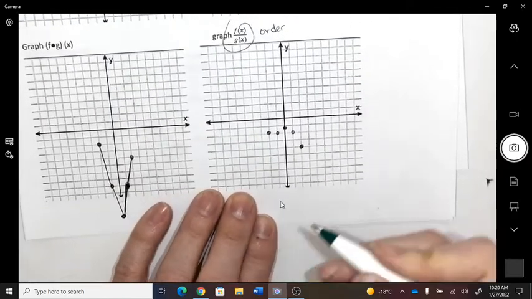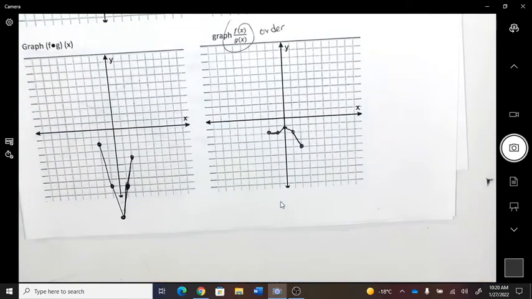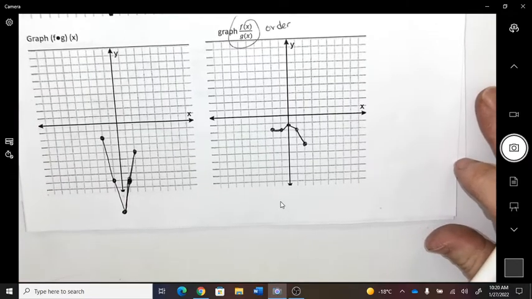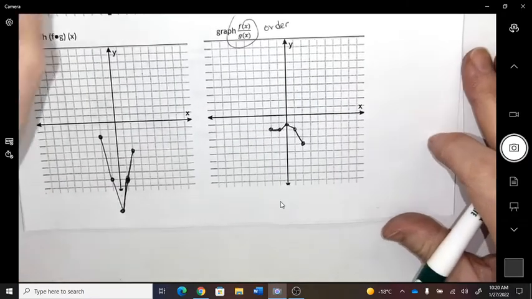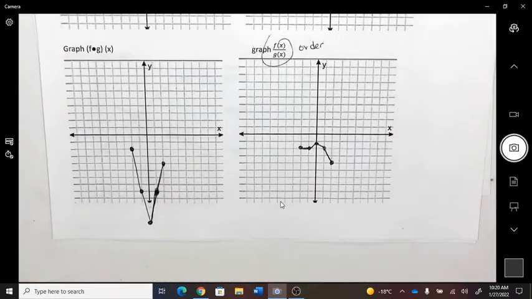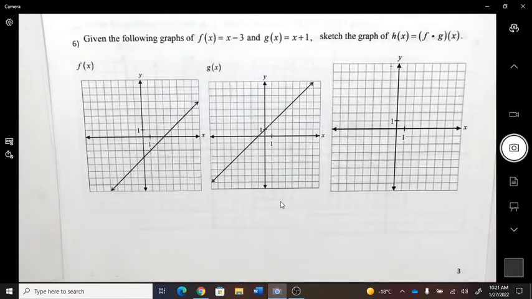Okay, so I'm going to graph those 5 coordinates. That's all it is, kind of charting it out and putting your points together. So I'm going to do one with you in your booklet. Find your work booklet. I'm going to do question 6 with you on page 3. Question 6, it's on page 3.